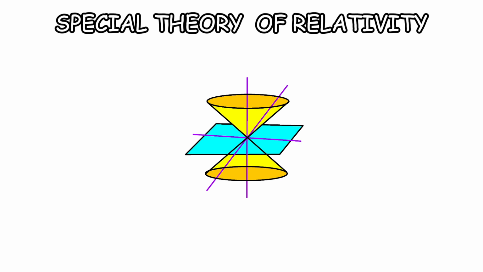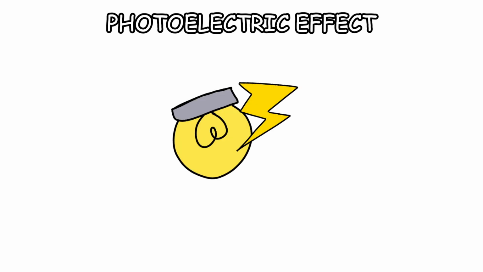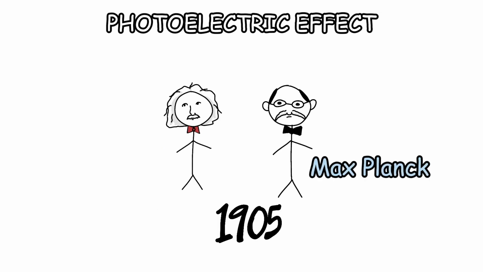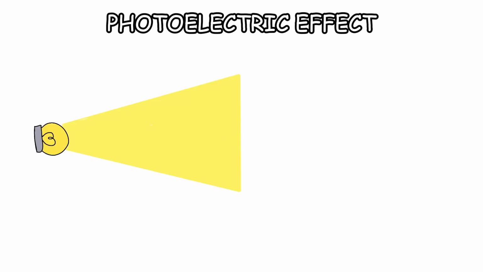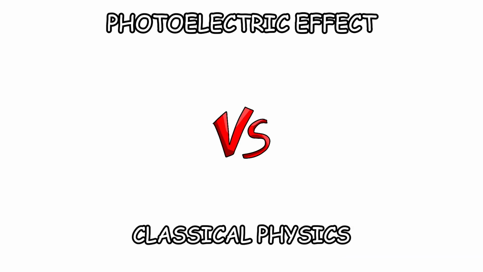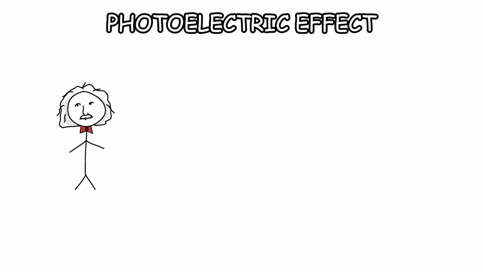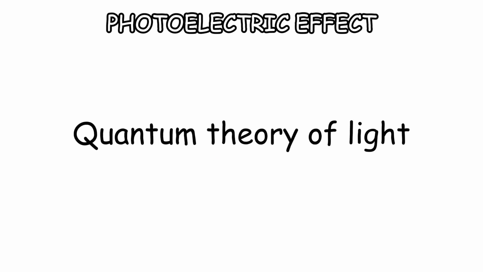This theory revolutionized our understanding of space, energy, and time. Photoelectric effect. In 1905, Einstein extended Planck's hypothesis to explain the photoelectric effect. This effect explains how light can eject electrons from a material's surface. Contrary to classical physics, which predicted light energy to be continuous, Einstein proposed that light comes in discrete packets called photons. This proposal is also known as the quantum theory of light.